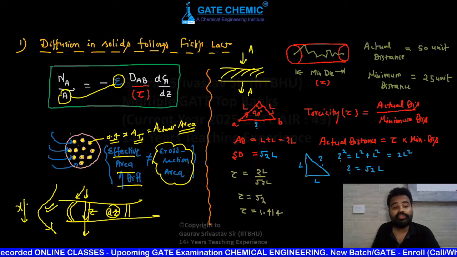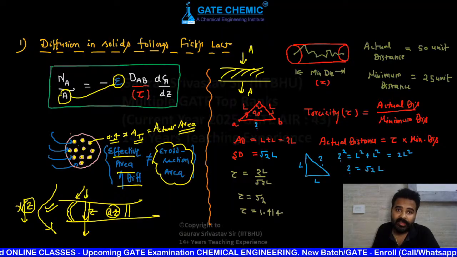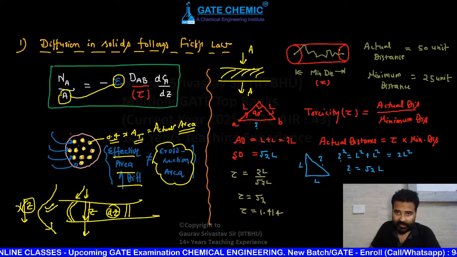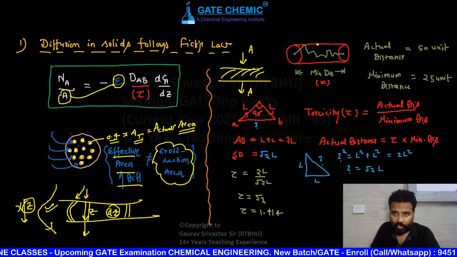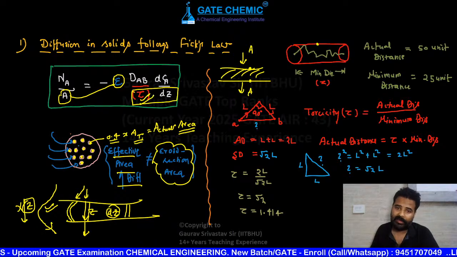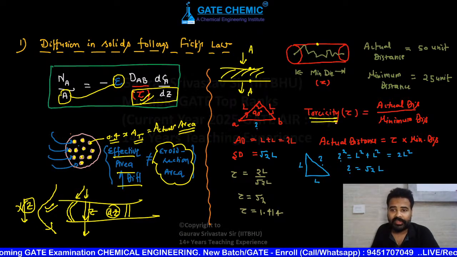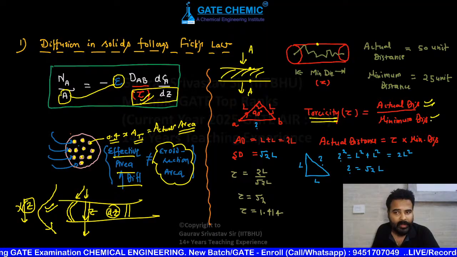So how can you use this z or dz? You have to write the actual distance traveled by that particle in order to transfer from this point to this point. So that's why this tau is coming here, beta. This tau is known as tortuosity. Tortuosity is the actual distance upon the minimum distance.